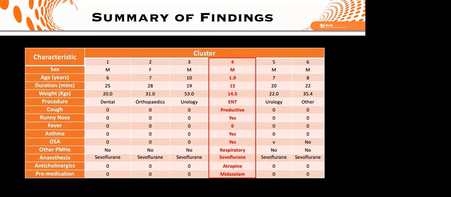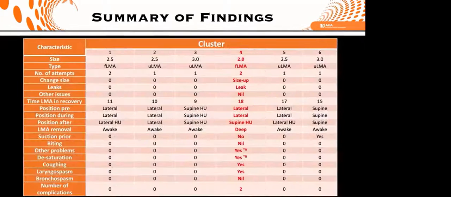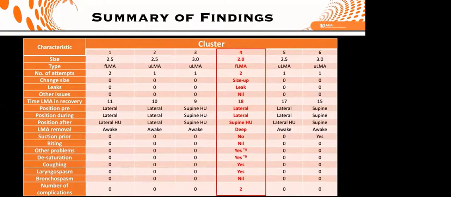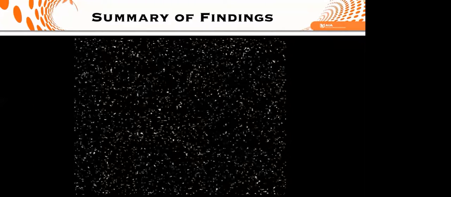And these children tended to be younger, tended to get airway surgery, had a history of a cough with a past medical history, such as asthma, were more likely to have been given a pre-medication with a drug such as midazolam, and they're more likely to have a poor fitting LMA in the first instance, which required sizing up. They were likely to require oxygen therapy. They were likely to develop laryngospasm. So this really reinforced what we found in our logistic equation.